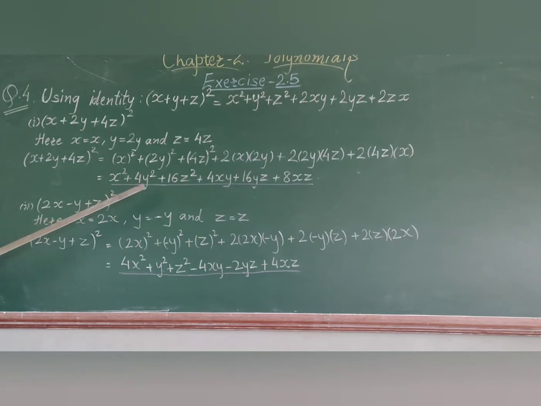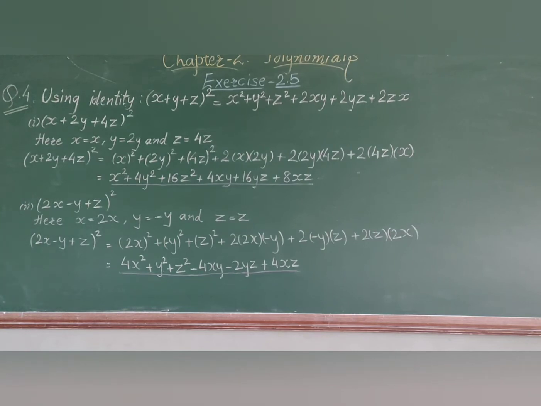Then we multiply all the 3 terms, that is 2 into x into 2y, so we get 2 twos are 4xy. Then we multiply next plus 2 into 2y into 4z, that is 2 twos are 4 and 4 fours are 16yz. And last term plus 2 into 4z into x, so we get 2 fours are 8xz. So our expansion is x square plus 4y square plus 16z square plus 4xy plus 16yz plus 8xz.